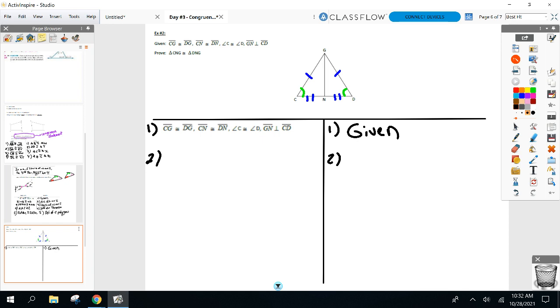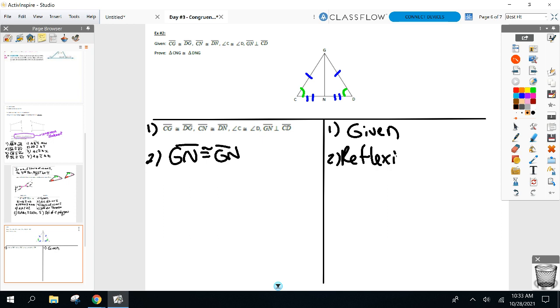What side am I missing in triangle CGN? Go ahead. GN. What side am I missing in NDG? GN. What do you know about GN and GN here? They're equal because of, there it is. There's your third pair of sides. GN congruent to itself. Reflexive.